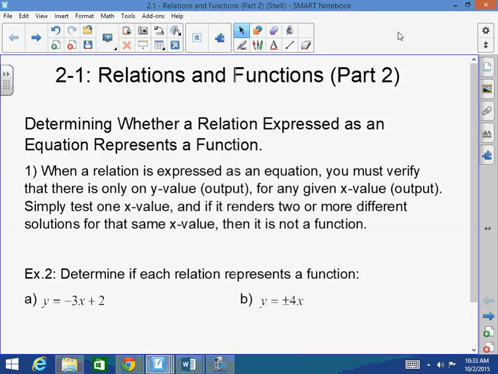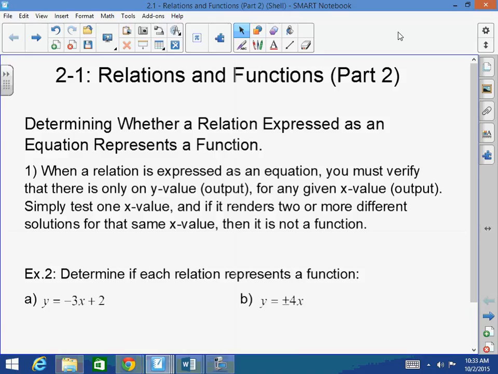A relation is any set of ordered pairs. You can write a relation in 4 different ways. You can write it as ordered pairs, as a mapping diagram, as a table of x and y values, or you can graph it. Okay? It's a relation.